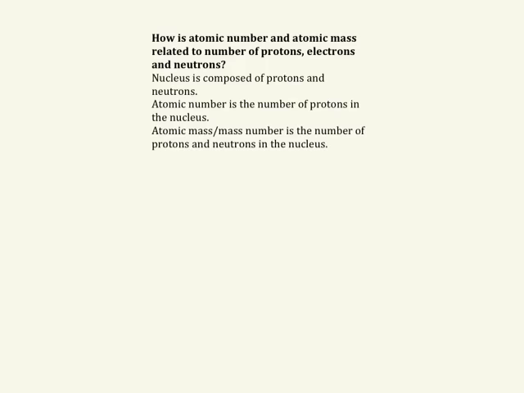To understand nuclear reactions, let's first revise a few definitions and terms. First, the nucleus is composed of protons and neutrons. Protons are positively charged and neutrons have no charge. What is atomic number? It is the number of protons in the nucleus. And what is atomic mass or mass number? It is the number of protons and neutrons.